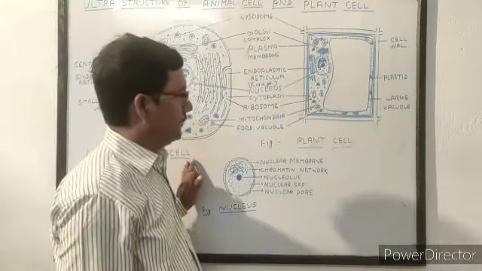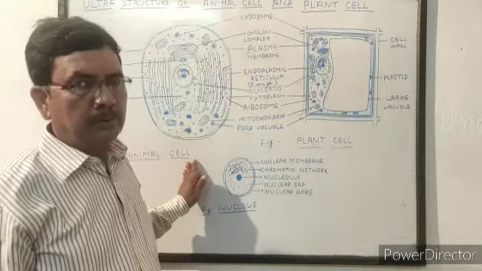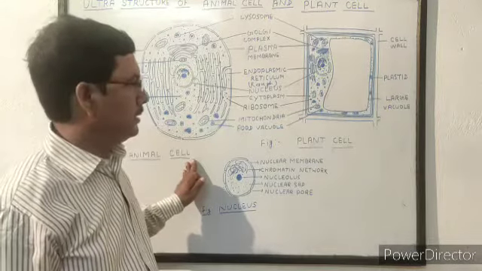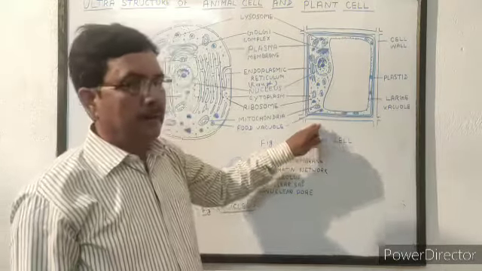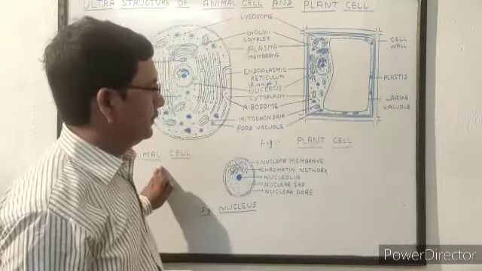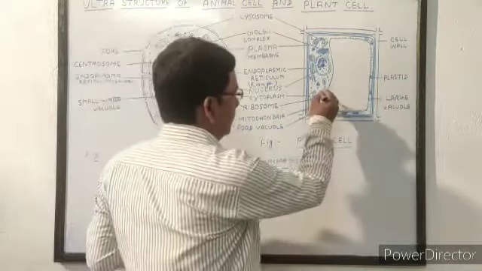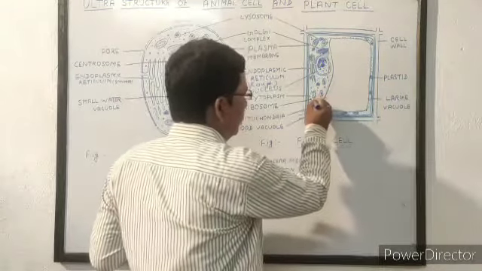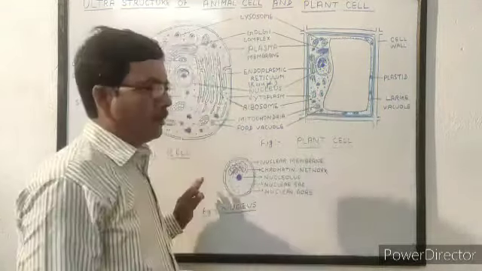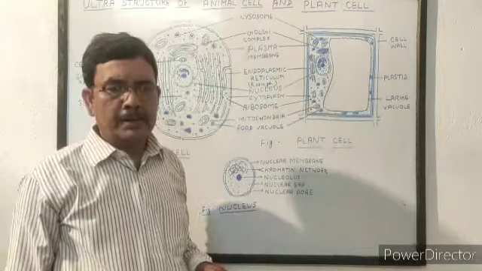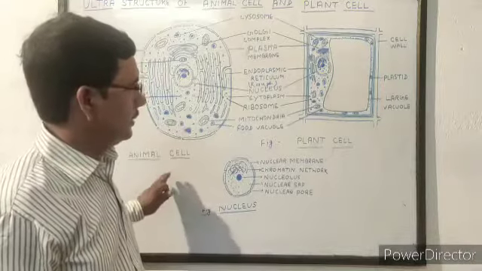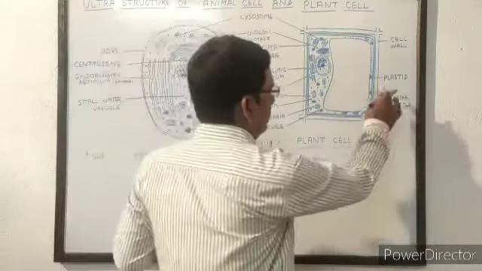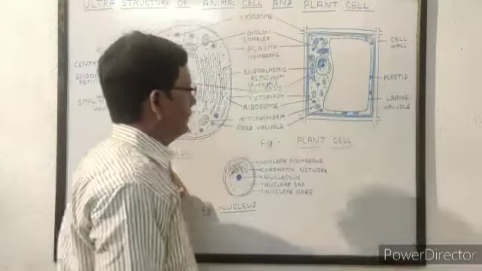The chloroplast contain chlorophyll, so they help in photosynthesis. Colorless plastids, leucoplast, are concerned with storage of food. They store food material, and chromoplasts give various colors to the flowers and different parts of the plant. So plastids are present only in plant cell.